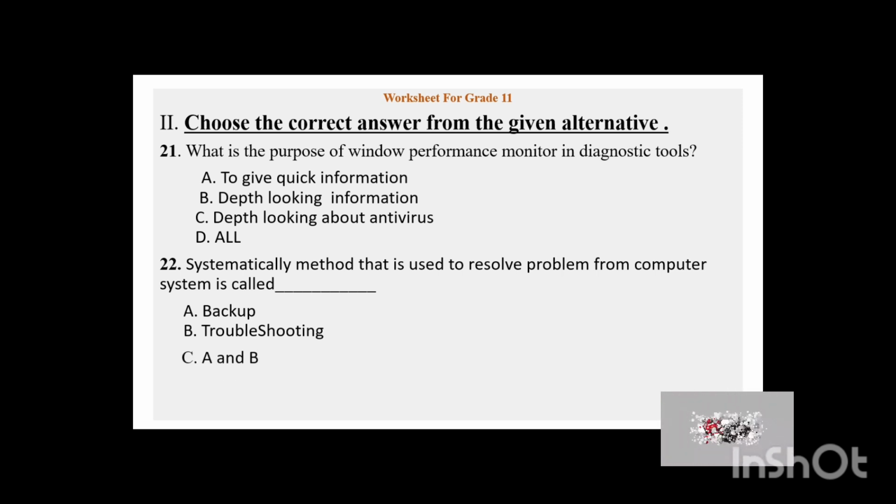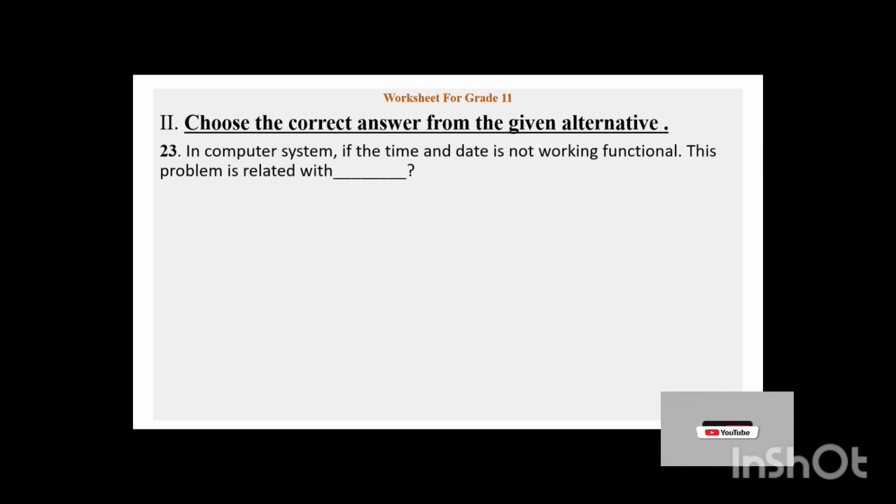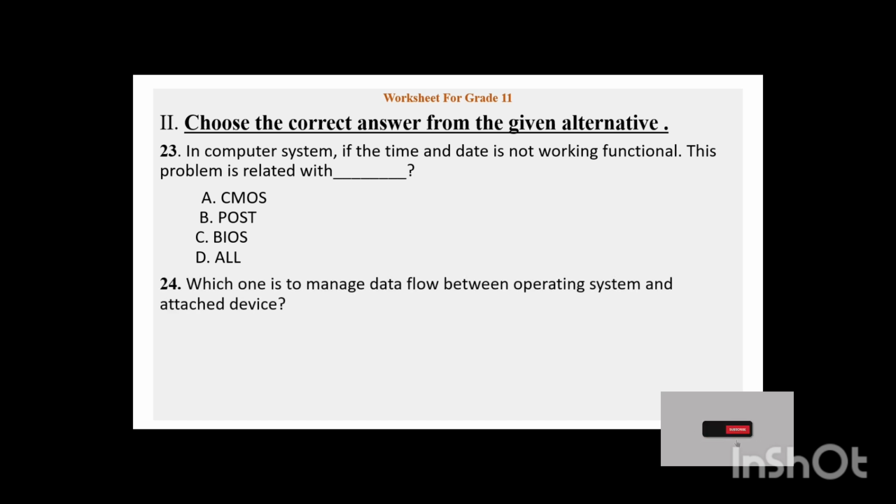A. D. None. 27. In a computer system, if the time and date are not working functionally, this problem is related to which stage? A. CMOS. B. POST. C. BIOS. D. All. Which one is used to manage data flow between the operating system and attached devices? A. CMOS. B. POST. C. BIOS. D. All.